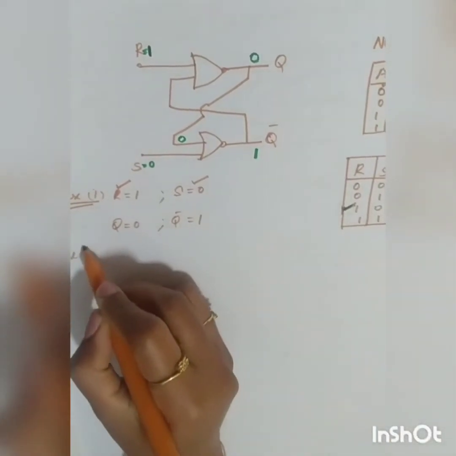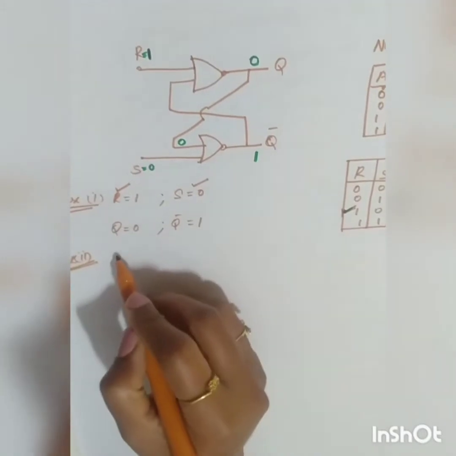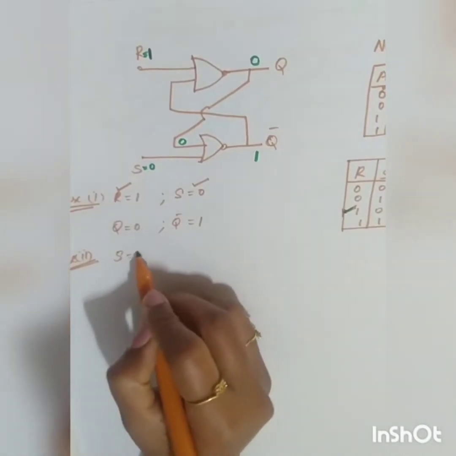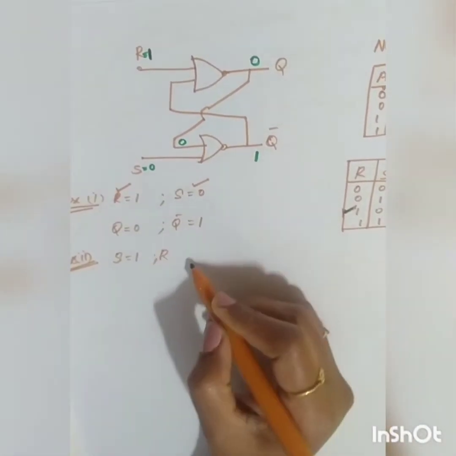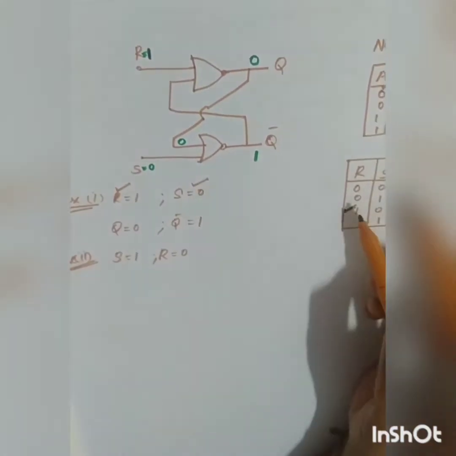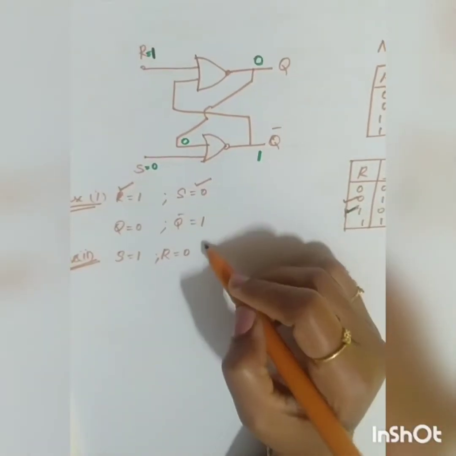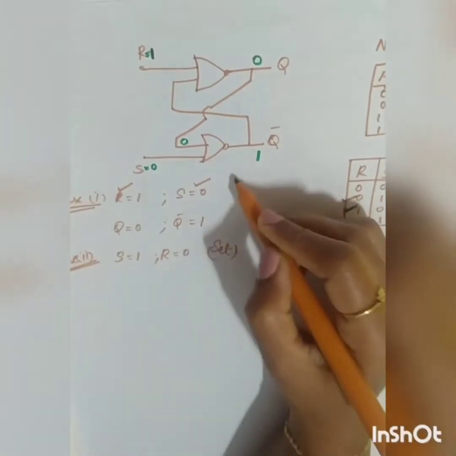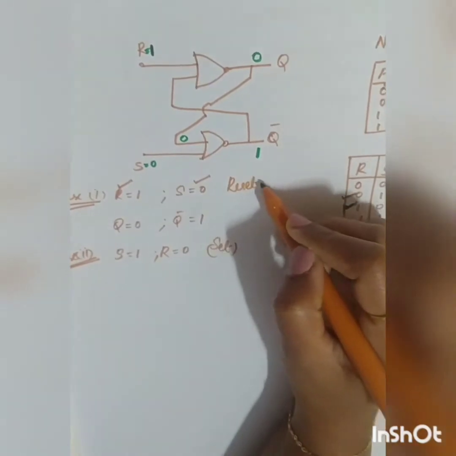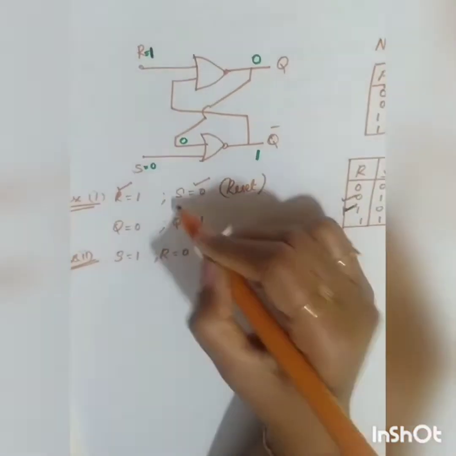Now let me take the second condition as S is equal to 1 and R is equal to 0. That is called the set condition. The first one is called your reset condition because R is equal to 1.